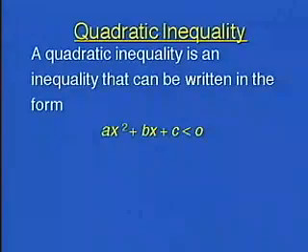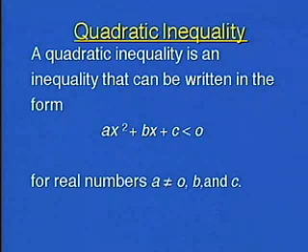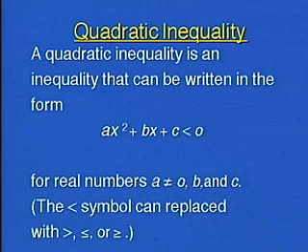Now, the solution of quadratic inequalities depends on our solutions of quadratic equations. So, our quadratic inequality is first defined to be an inequality that can be rewritten in the form ax squared plus bx plus c is less than 0, where a, b, and c are real numbers and a does not equal 0. Now remember, we can replace the less than sign with any of our variations of the inequality signs.